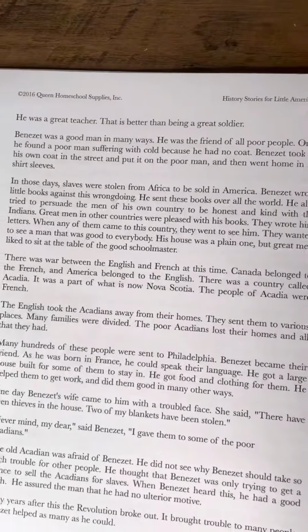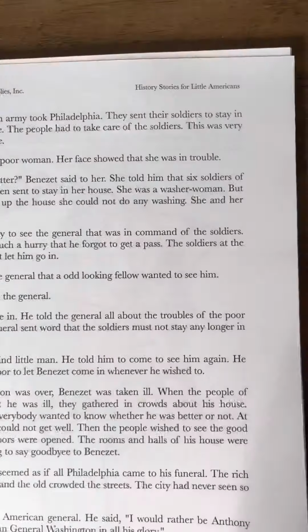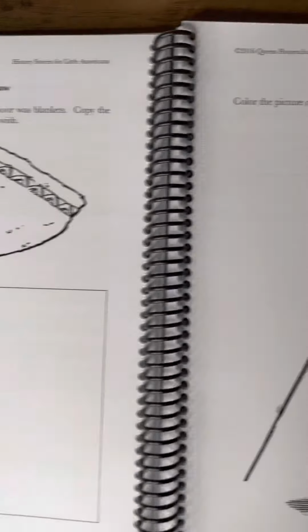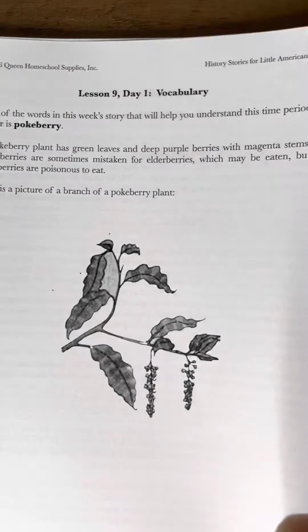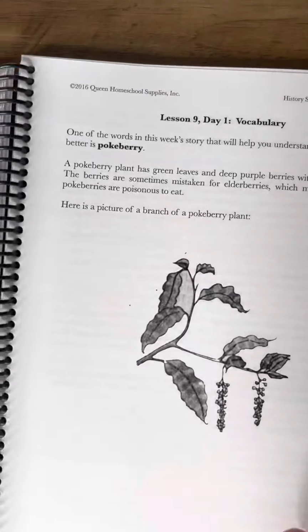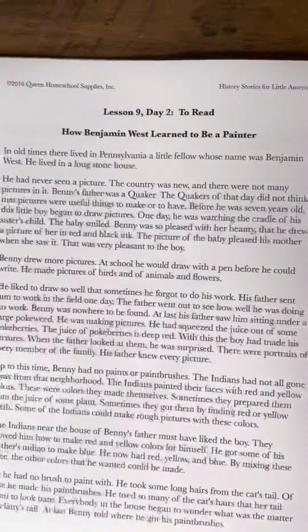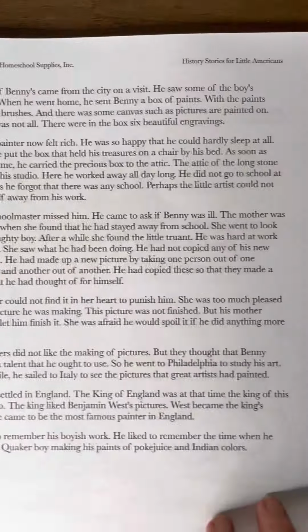Okay, so this particular volume, History Stories for Little Americans, covers early American history, and you'll see a wide range of events and stories and people and things pertaining to that time period. It's the timeline that's going to bring them all together.